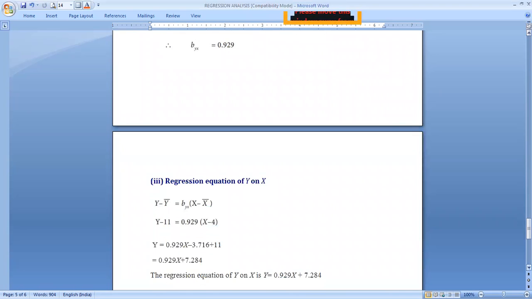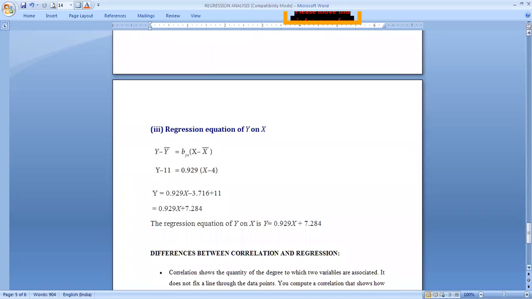Now the next part is the regression equation of y on x. The regression equation of y on x is given by y minus y bar is equal to byx into x minus x bar. So this is the line of regression of y on x. We have to put the values of x bar and y bar, which are 4 and 11. When we put the values in this equation, we will get y minus 11 is equal to 0.929 into x minus 4.